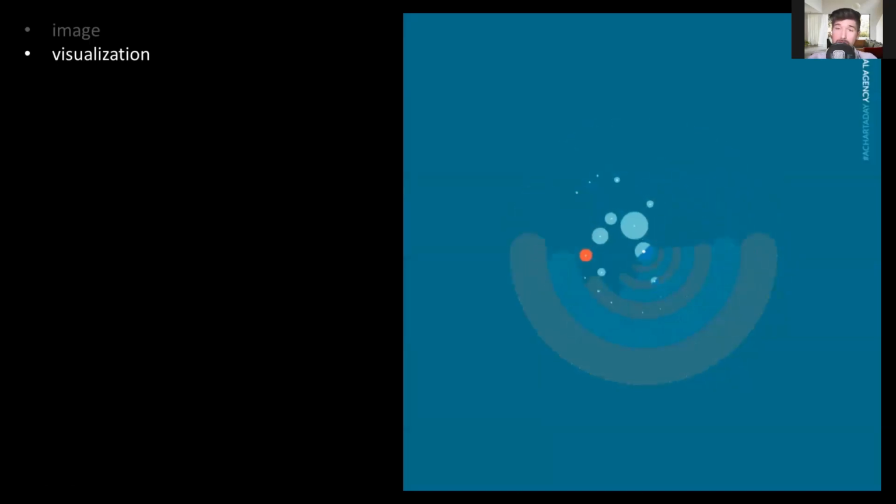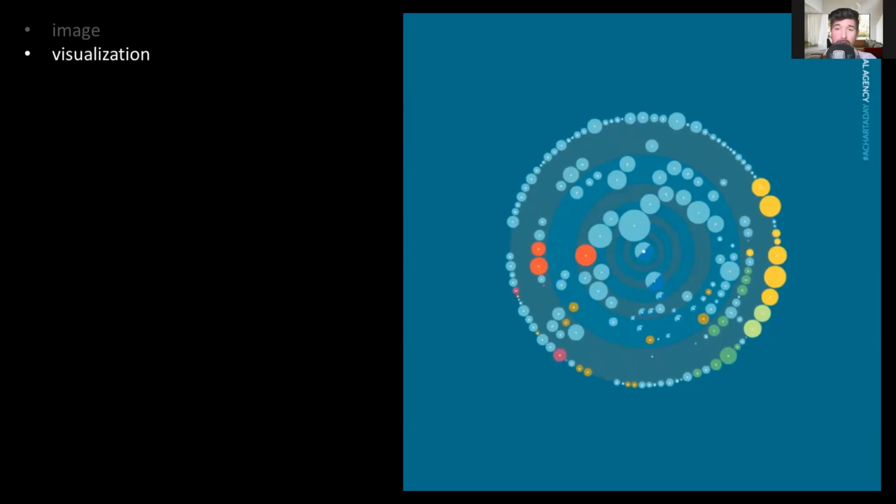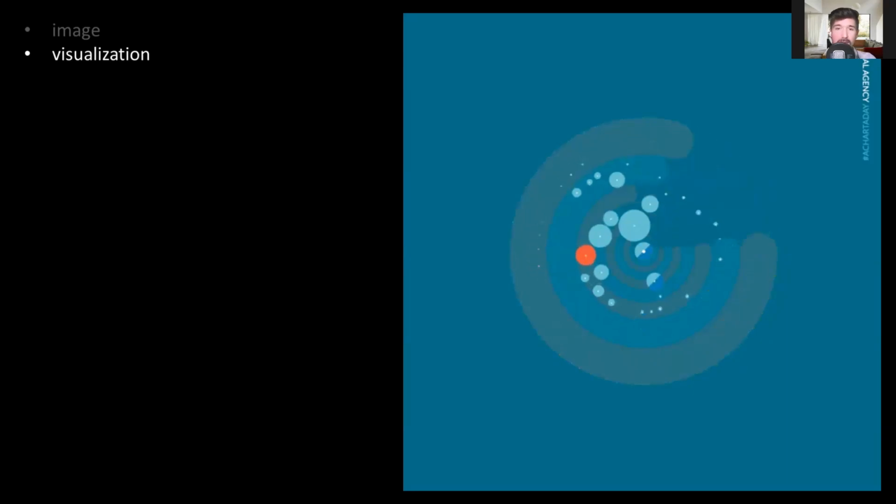So while the image is objectively defined as being a duplicate or an optical counterpart, visualization, on the other hand, basically can give visual depictions to something that doesn't have a form, such as data in this case.